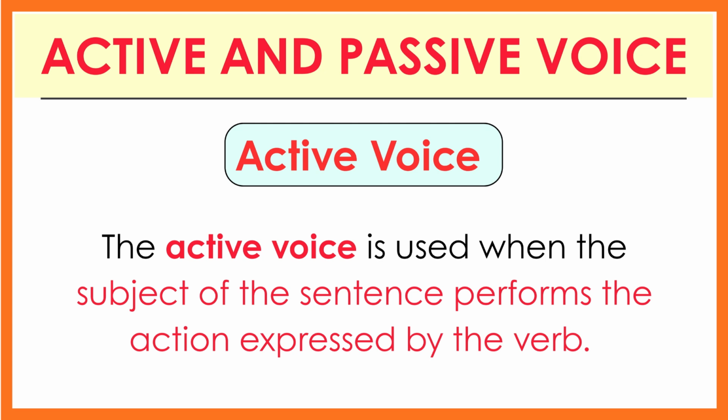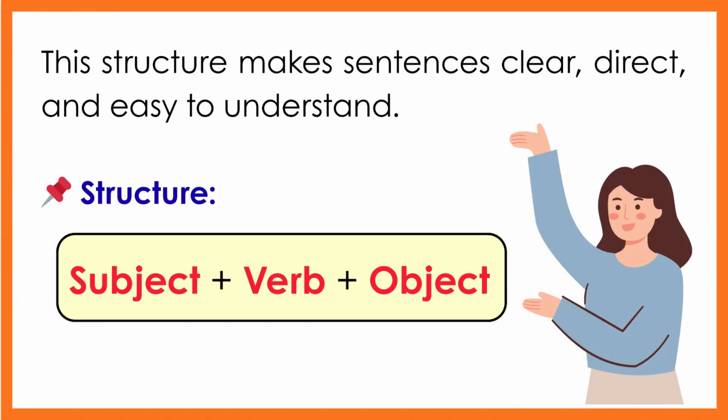Let's start with active and passive voice. What is active voice? The active voice is used when the subject of the sentence performs the action expressed by the verb. This structure makes sentences clear, direct, and easy to understand. The structure of active voice is subject plus verb plus object.